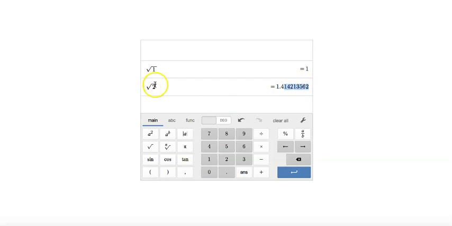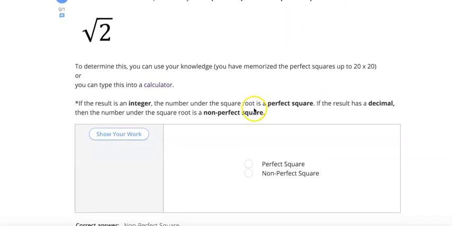And when you take the square root of a non-perfect square, you're going to get a decimal expansion that goes on forever and has no pattern. So 2 is a non-perfect square.